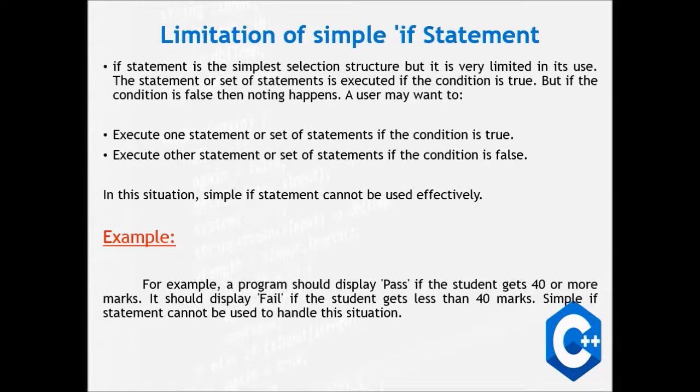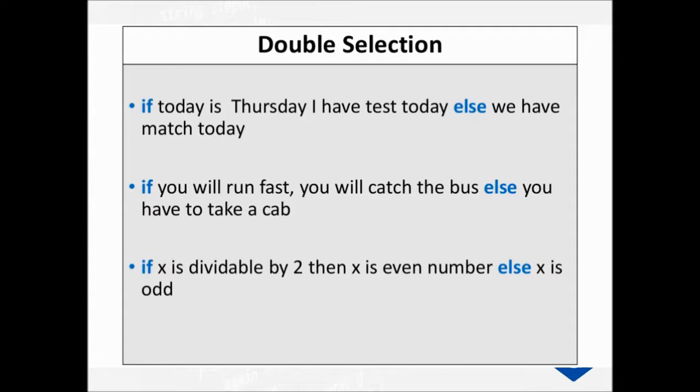For example, a program should display pass if the student gets 40 or more marks. It should display fail if the student gets less than 40 marks. A simple if statement cannot be used to handle this situation because it only checks a single condition. So the solution of this problem is double selection.